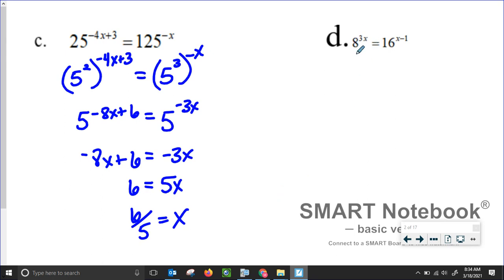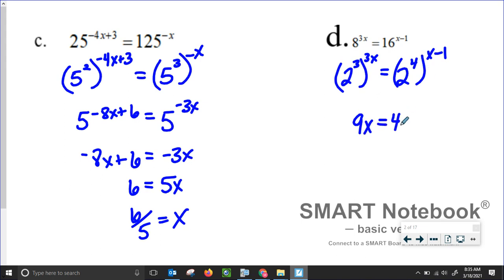All right, D, same thing. 8 can be rewritten as 2 cubed. 16 can be rewritten as 2 to the 4th. So we multiply our exponents, and I'm just going to jump straight to setting the exponents equal. So here we will get 9x, and here we will get 4x minus 4. Subtract 4x from both sides, divide by 5. So x is equal to negative 4/5.